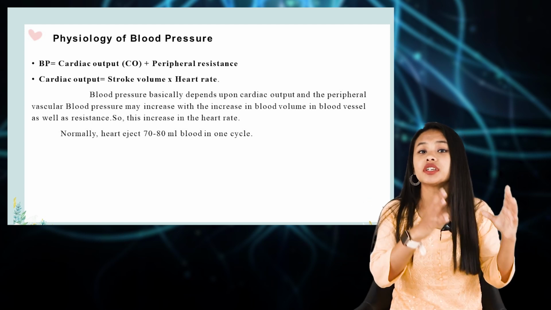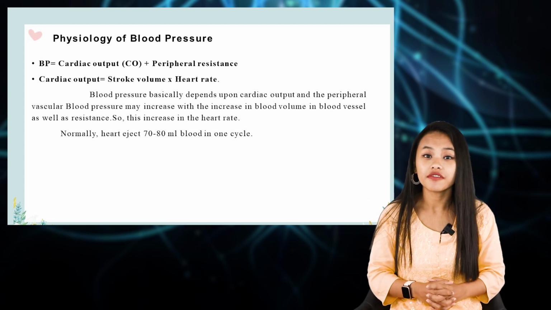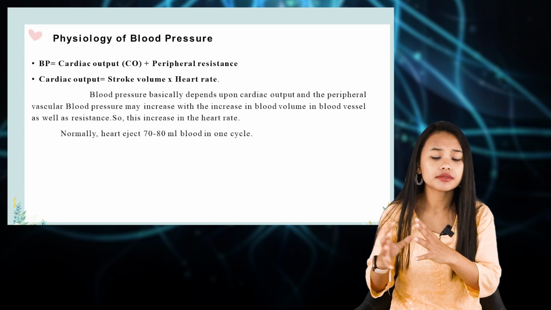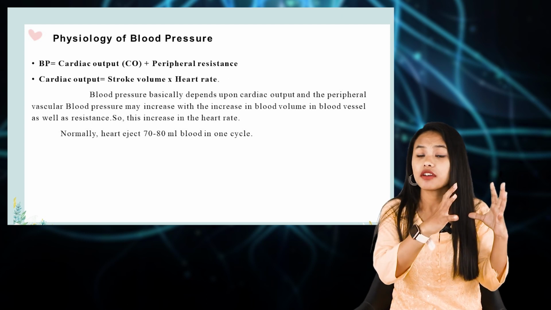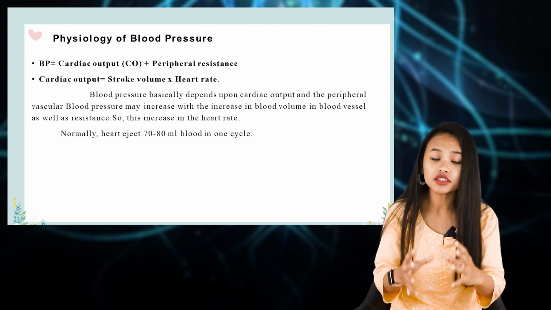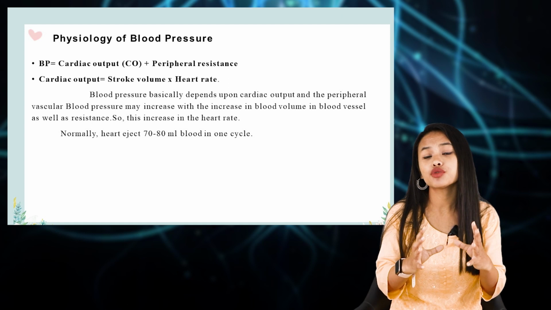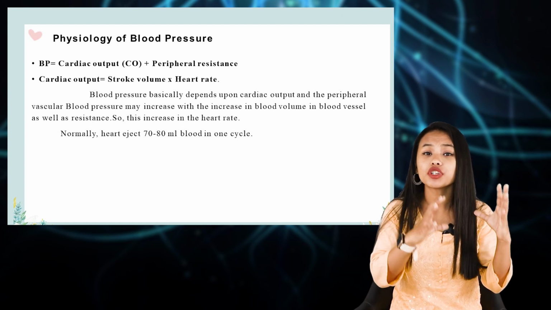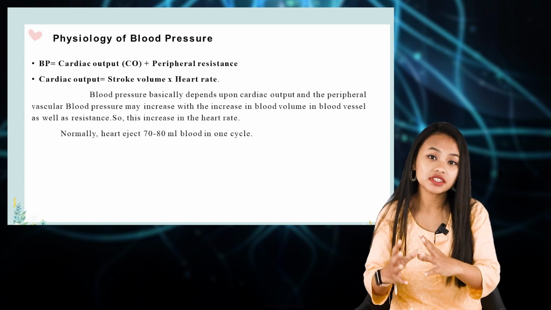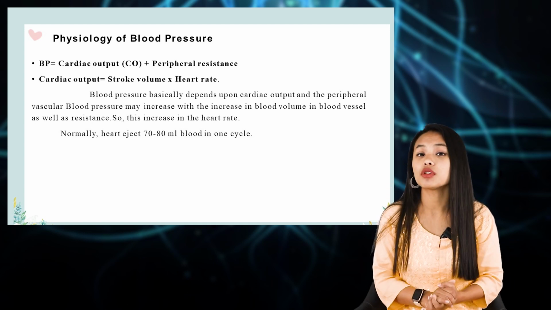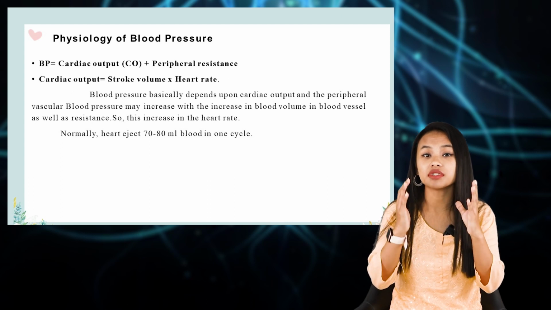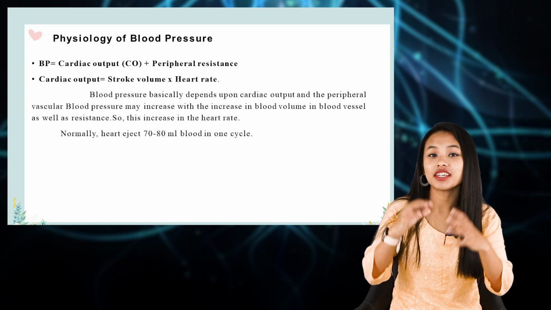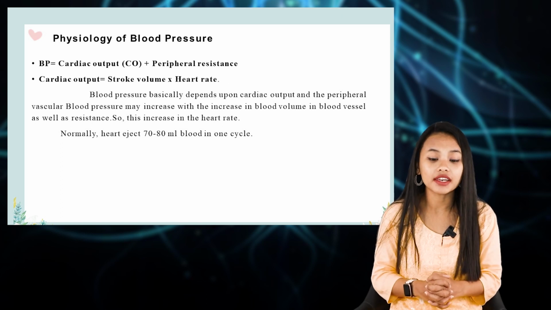Because the blood pressure depends on these two factors. And also here, the blood pressure may increase with an increase of the blood volume in the blood vessel. So the blood pressure of an individual will increase if there is an increase in the blood volume present in the blood vessels, and if this occurs, then there will also be an increase in their resistance as well. And this would also ultimately lead to an increase in the heart rate of an individual.